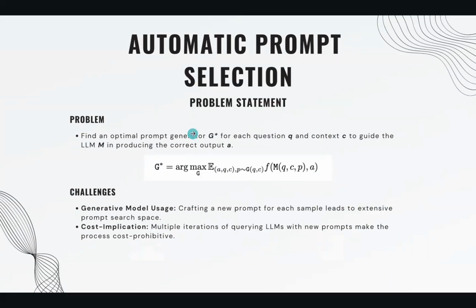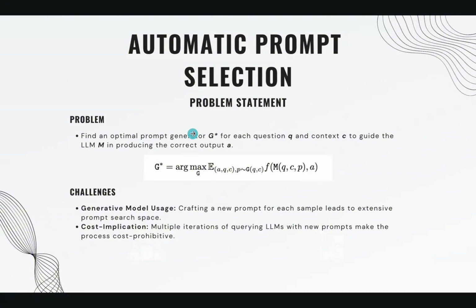The problem statement. Find an optimal prompt generator D for each question Q and the context C to guide the LLM M in producing the correct output A. Here, Q is the question to be answered, C is optional additional information related to the question, and P is the instruction added to the original input to guide the LLM. And here you can see the formula for the optimization goal, where F is an evaluating function, for example, exact match to the correct answer A.